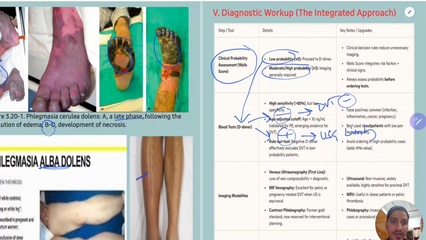This is for low probability. For moderate to high probability, you will directly go for ultrasonography. But if ultrasonography does not confirm deep venous thrombosis, you will go for further investigations like MR venography. Okay. So this is the basic workup that you do in a patient with suspected DVT. One more thing, according to McMaster book, this is the general rule of how we do. Okay. Next.